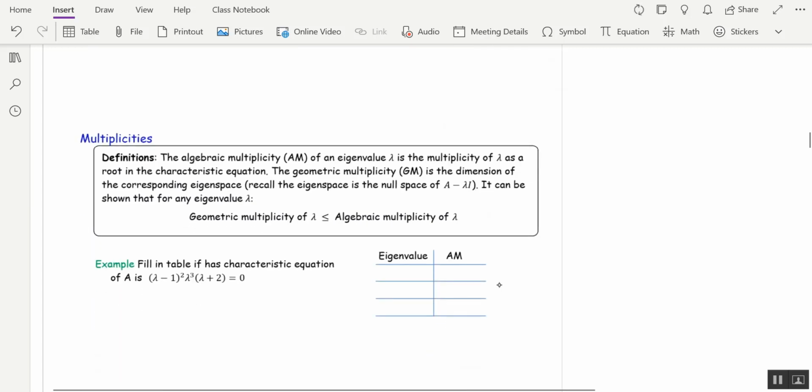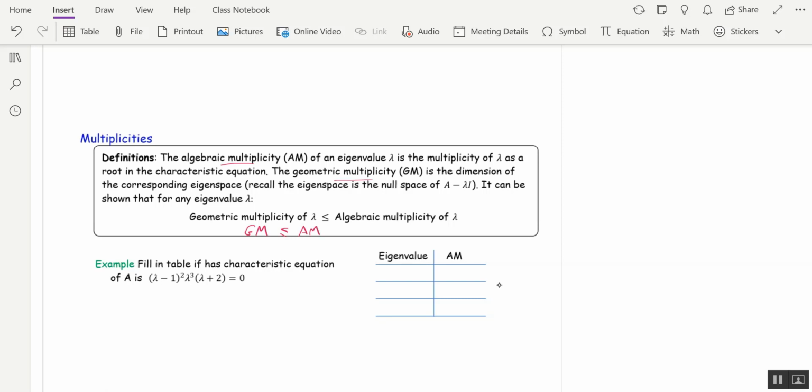Let's talk about multiplicities. There are two multiplicities in question. The algebraic multiplicity, which is the multiplicity of lambda as a root in the characteristic equation, and the geometric multiplicity, which is the dimension of the corresponding eigenspace. So that's a little confusing. We're going to do an example, but it can be shown that the GM is always less than or equal to the AM for each lambda.